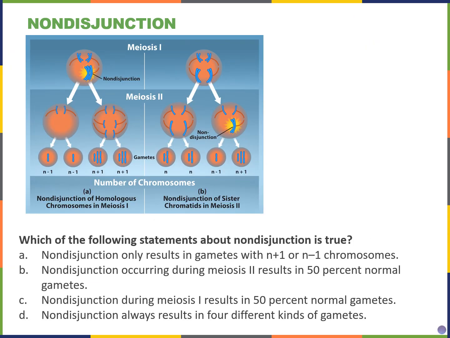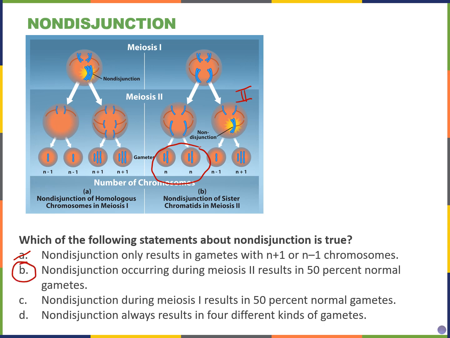Our textbook asks us a nice practice question related to nondisjunction. So they ask which one is true. A, nondisjunction only results in gametes with n+1 or n-1 chromosomes, meaning they're all abnormal. That's not true because I can see if it happens in meiosis 2, then 2 of the cells will be normal, so it's not A. B, nondisjunction occurring during meiosis 2 results in 50% normal gametes, which is true, we just said that.